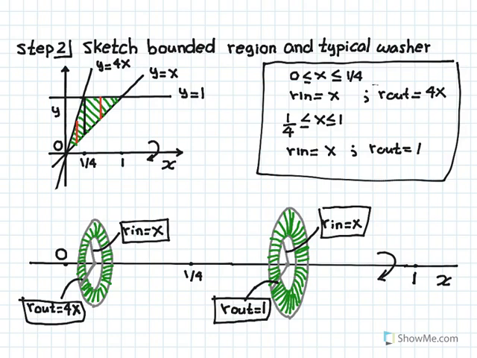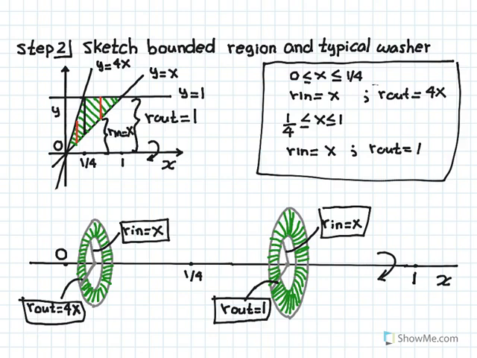So the outer radius is the distance from the axis of rotation to the farthest point on the slice that you've drawn. Let's consider when x is between 1/4 and 1. You can see the outer radius is this distance from y equals 1 to the x-axis. The outer radius is 1, the distance from y equals 1 to y equals 0, which is the x-axis. But the inner radius is the distance from y equals x to y equals 0, so the inner radius is just going to be x.